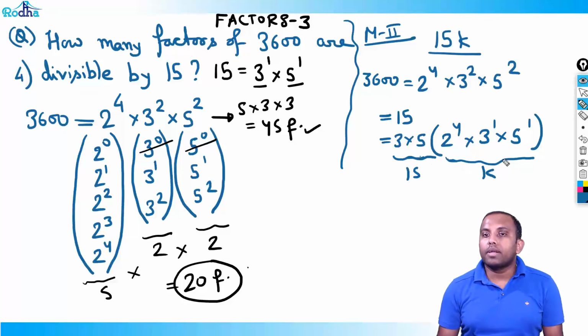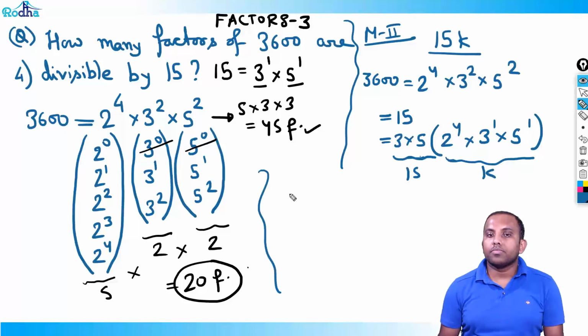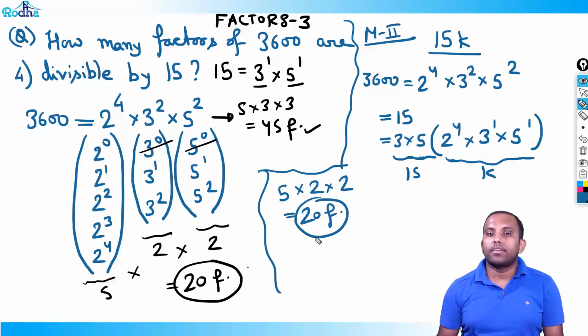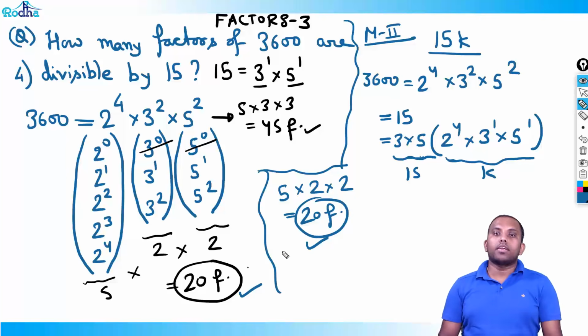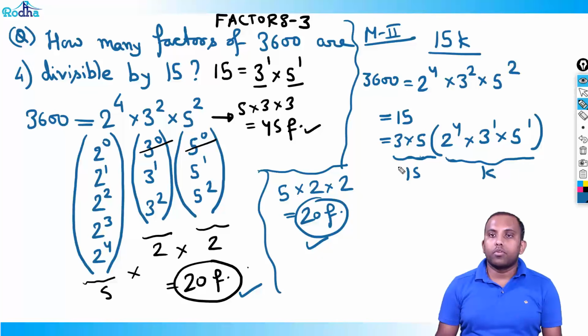How many factors are inside the bracket? You can see it: 4 plus 1 is 5, 1 plus 1 is 2, and 1 plus 1 is 2. So 5 into 2 into 2, 20 factors. So 20 is the answer, the same thing we got here also. Method 2 is what we should use for all this kind of question: 15k, so take 15 as common. Okay, next question. We'll quickly do it. You have to solve it.